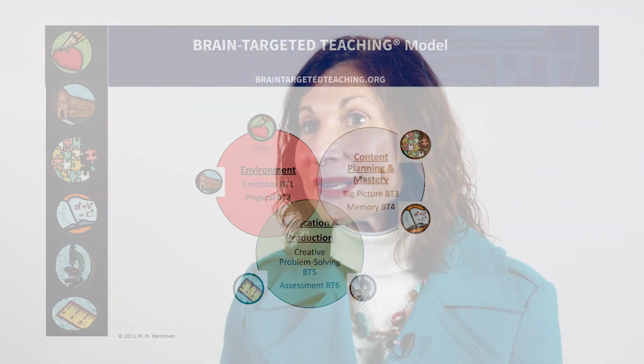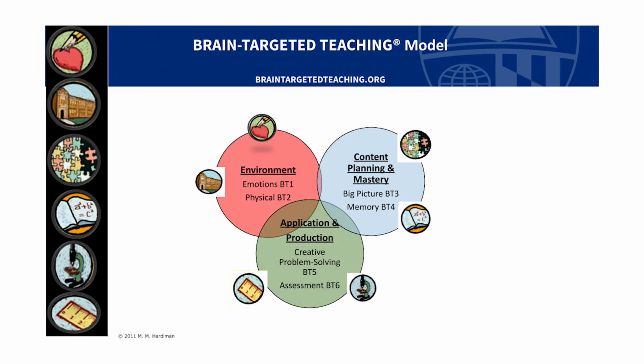I like to show the 6 stages of the model in 3 overlapping concepts. The first is promoting positive emotional and engaging physical learning environments, brain targets 1 and 2. The next concept is to plan instruction using visual representations of the big picture of essential learning goals and objectives, then implementing research-based strategies to bring students to mastery of skills and content. Brain targets 3 and 4.